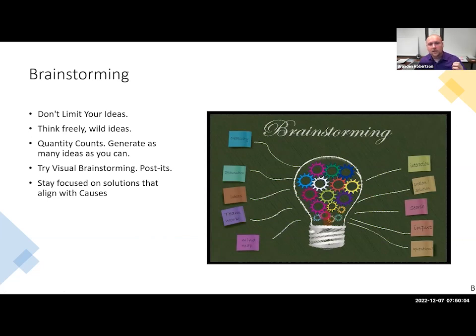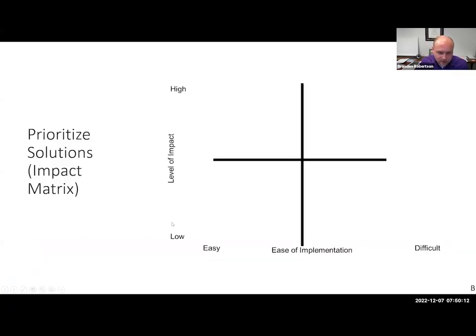Again, quantity counts. In some of these cases, we'll put multiple of these actions in place because some of them are easier to implement than others, and some have a level of impact that's higher or lower than others. So whenever we brainstorm, it's helpful to use an impact matrix. This is something that can be applied to your work at Carillion or school or whatever it may be, understanding that every solution I have, I should put on this matrix and figure out what I should work on first, or what I should get rid of.